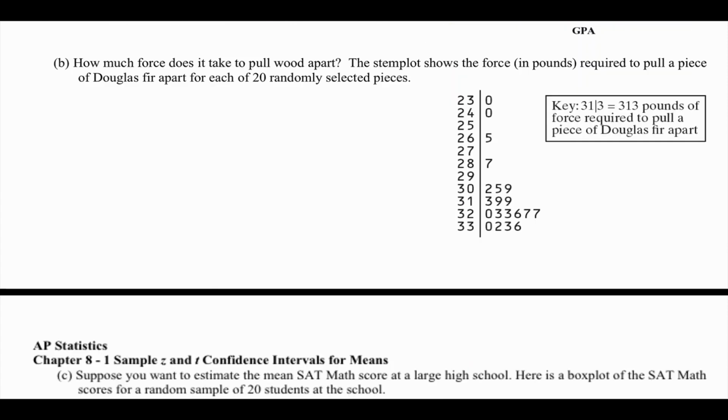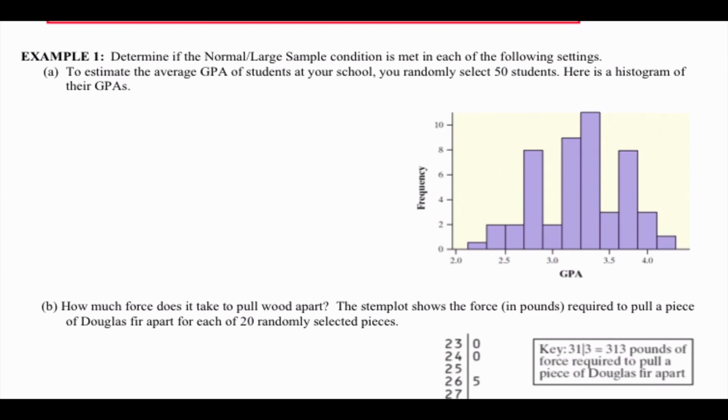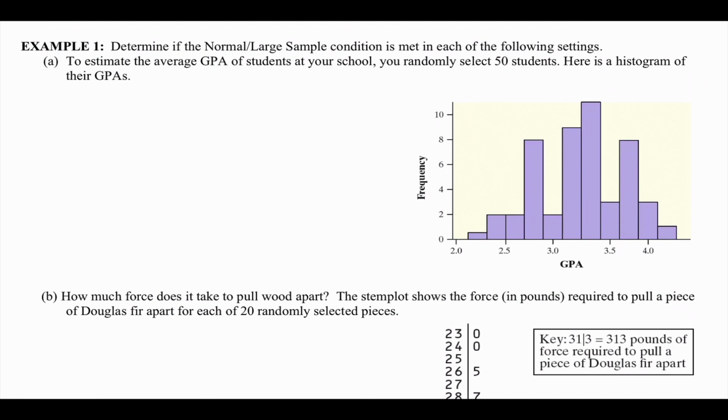I want you to do example number 1, A, B, and C. Determine if the normal large sample condition is met. Which one is the normal large sample condition? The third one. Yep, condition number 3. So it's only asking you to check condition number 3. You don't have to check condition number 1. You don't have to check condition number 2 for these guys. Okay? So do A, B, and C.